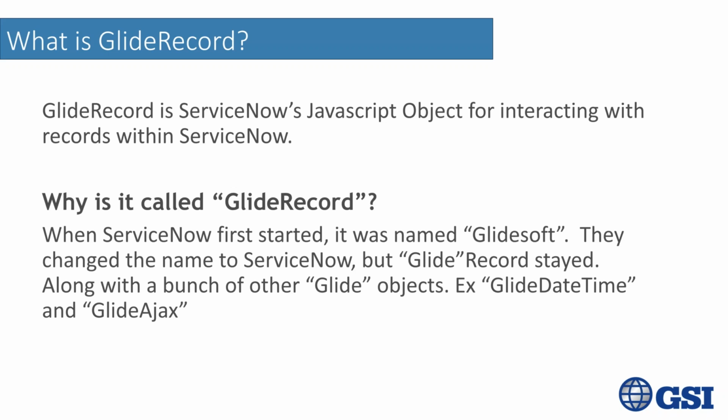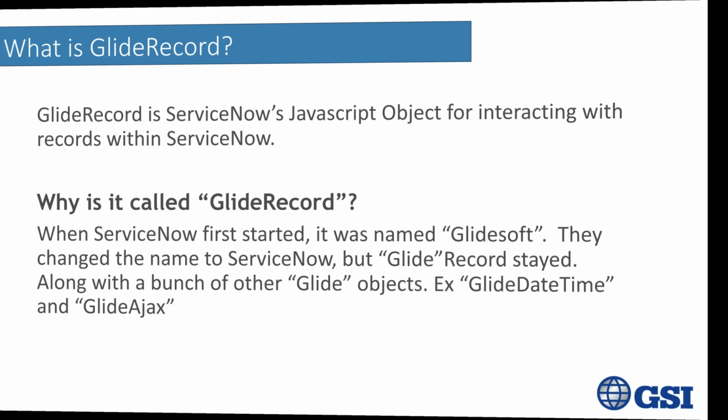Why is it called GlideRecord then, right? Well, back when ServiceNow first started, they started out calling themselves GlideSoft, right? So then they renamed to ServiceNow, but the Glide part still stayed within their code. So you'll see it all over. You'll see GlideRecord, Glide Date Time, Glide Ajax, all of this within the API. So if you ever wonder where the Glide came from, it used to be GlideSoft.